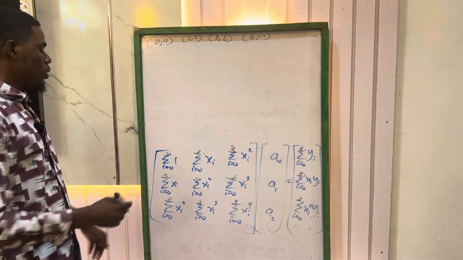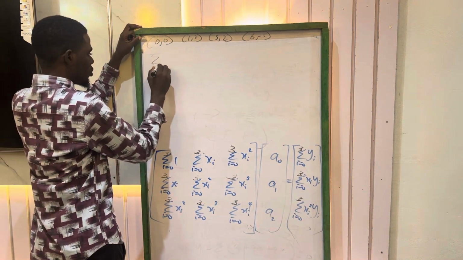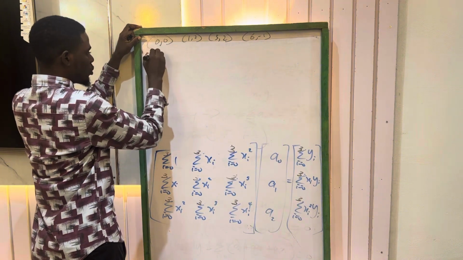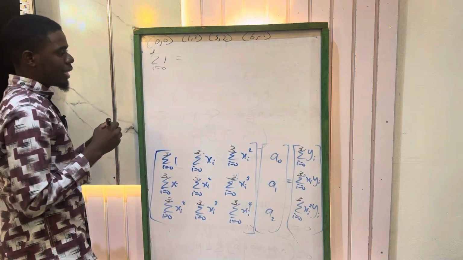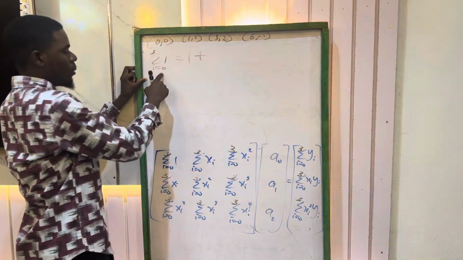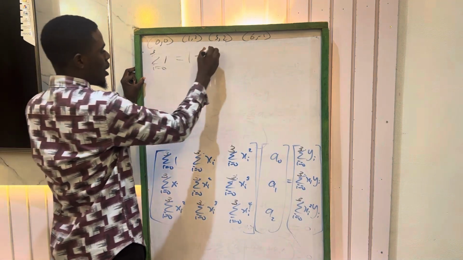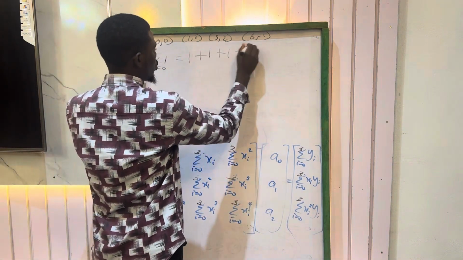Now to get this matrix, we want to get what the summation of 1 from i equals 0 to 3 is. That is going to equal, we have 4 terms: when i is 0, that is 1, plus when i is equal to 1, we still have 1, plus when i is equal to 2, we have 1, and when i is 3, we also have 1.